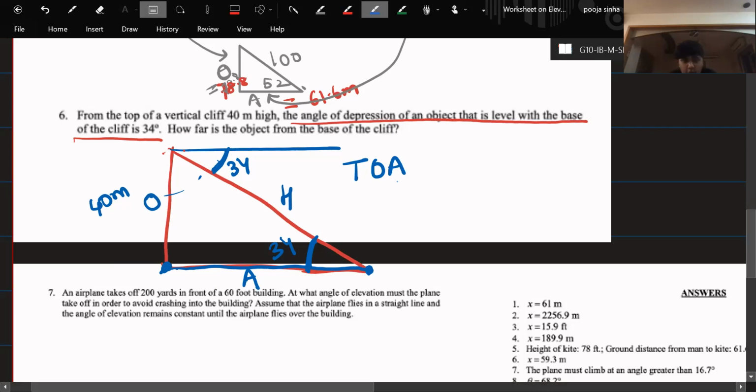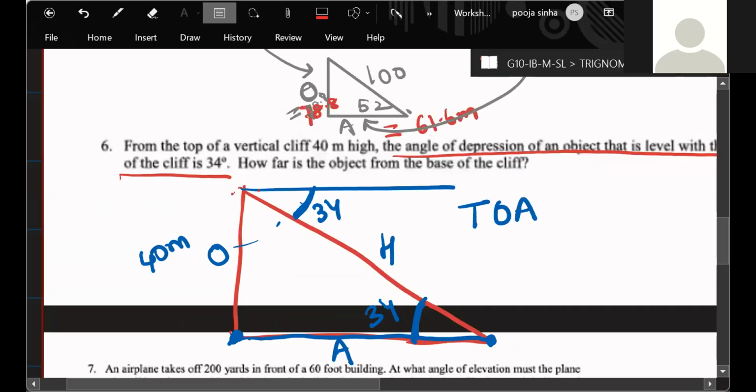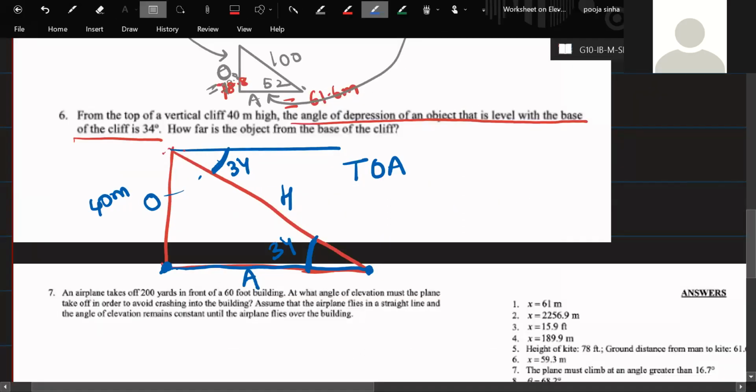Because you have to find A, so A has to be in the... No, wait, miss, one second. First, leave everything that you're doing and concentrate here and then ask. First, how far is the object from the base of the cliff? Where is the base? Okay, yes, we're finding A.